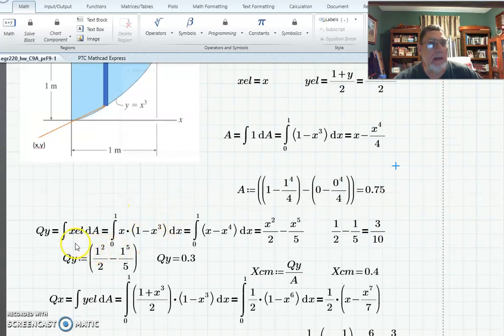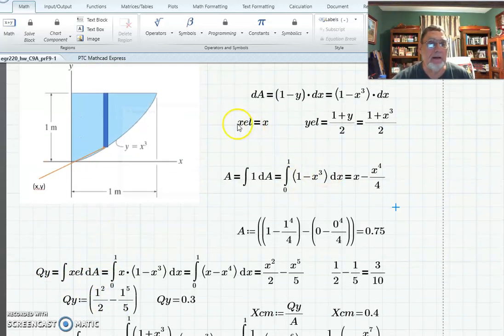To get the x coordinate of the centroid, we're going to have to do, they called it Qy, so it's x_el dA. So we have to take our x_el, which is just x, take our dA, which was that, multiply through, so you're integrating x minus x to the 4th. Your limits are the same, 0 to 1, so we get x squared over 2, x to the 5th over 5. From 0 to 1 will give you 1/2 minus a fifth. 5 minus 2 is 3/10. Same thing we had earlier.